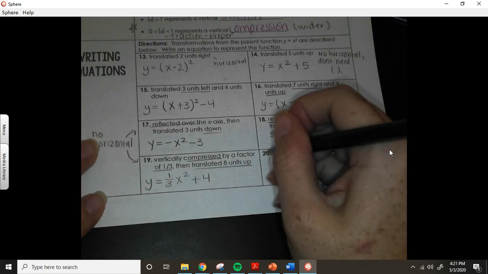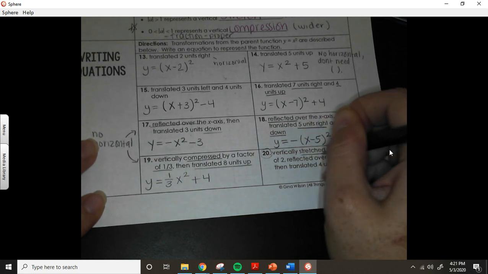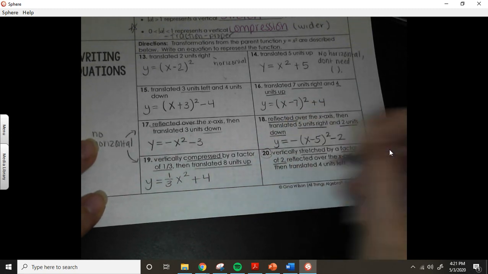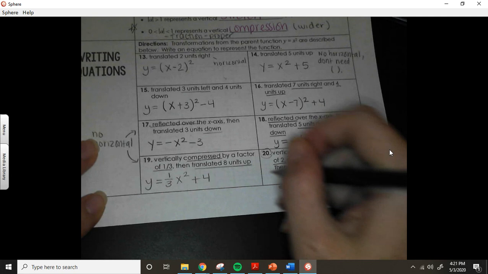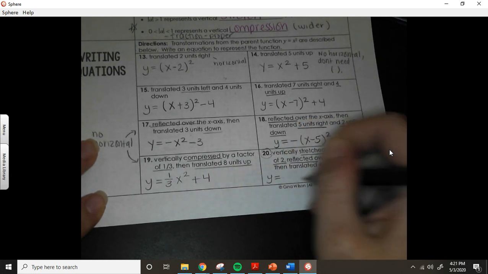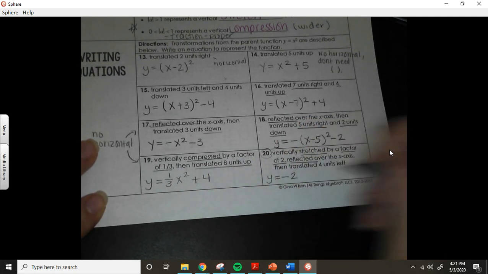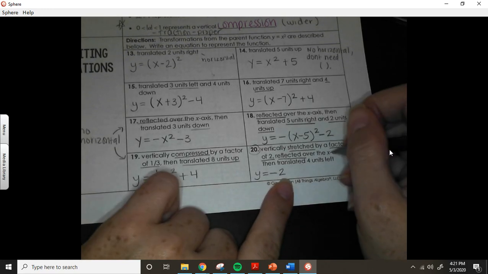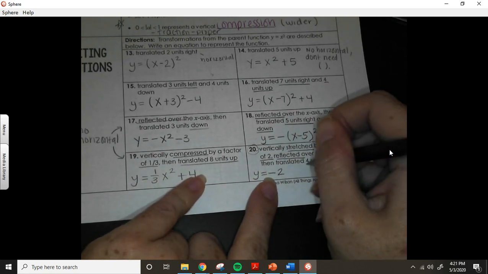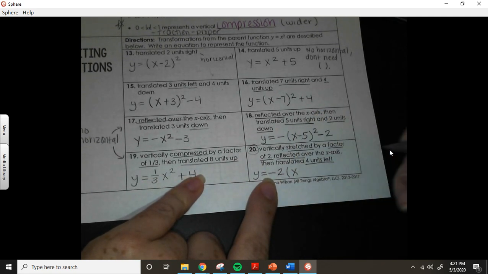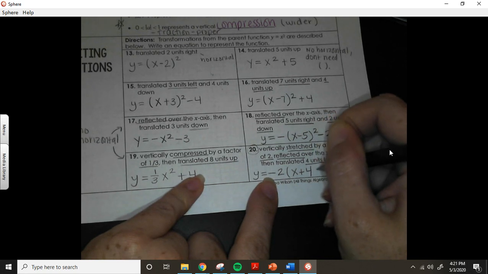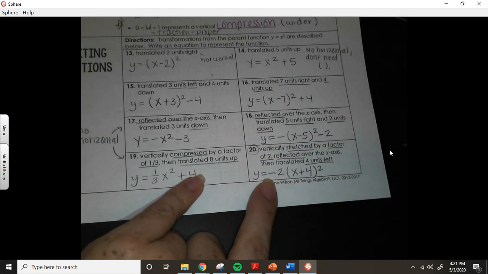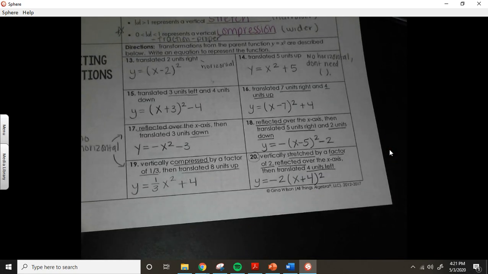Okay, and this one is the big one. So it's stretched by a factor of 2 and reflected. So I know that this is y equals negative 2. Now, if I have horizontal movement, I need parentheses. If I don't, I just write x squared. So negative 2, oh, and we have 4 units left, so I do need parentheses. Left means the opposite of what you think. So plus, and then there's no up or down, and this would be our answer.